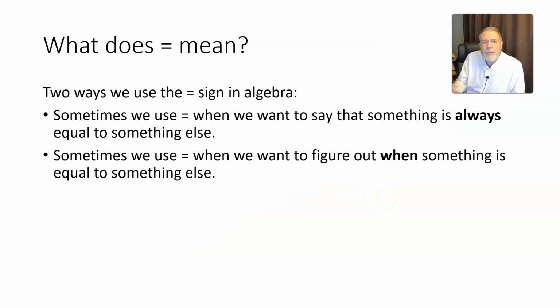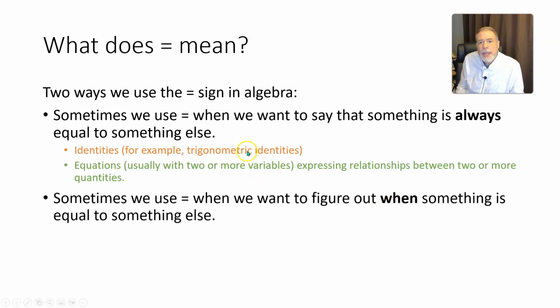Now let me talk a little about what that equal sign really means. There are two kinds of ways that we use the equal sign in algebra. Sometimes we use that equal sign when we want to say that one thing is always equal to something else. An example of that would be an identity. An identity is an equation that's always true.